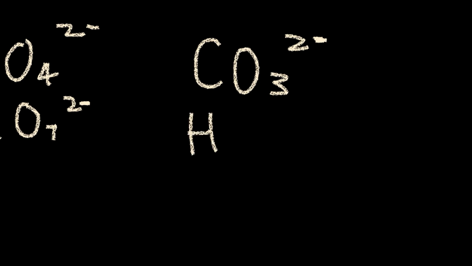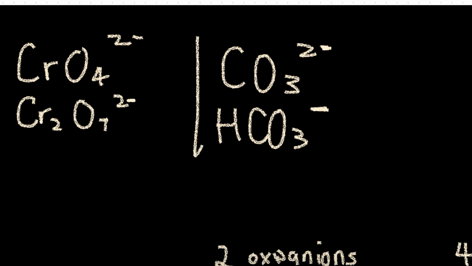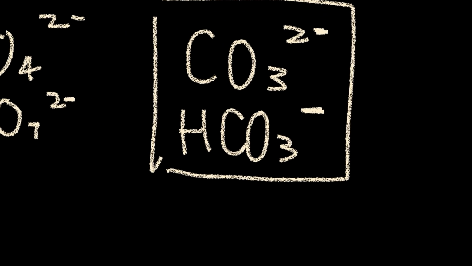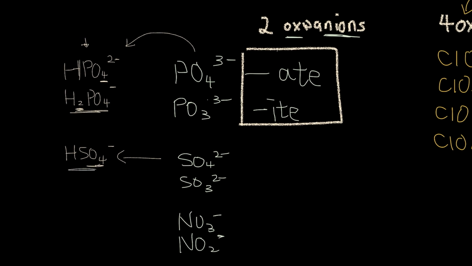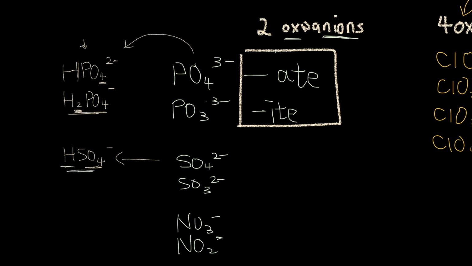And hydrogen carbonate. So you see how with the pattern for carbonate, when we add a hydrogen in front of it, the oxygen stays the same, but your charge will decrease by 1. Just like what happened here. Whenever you add one more hydrogen in front of your oxoanion, your charge will decrease by 1. Everything else stays the same.